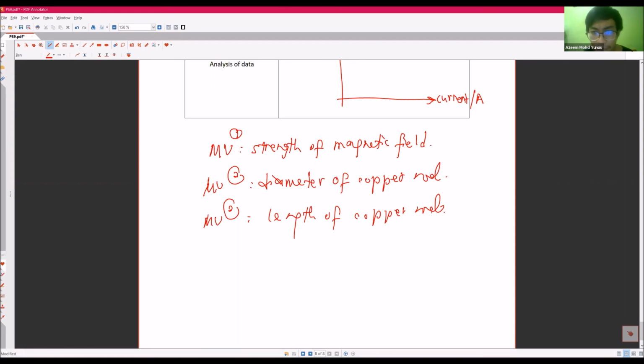Make sure that you know the differences between the induced current experiment, the motor effect experiment, and the strength of electromagnet experiment. We're going to answer all three types of questions, but let's go through one by one and make sure that you understand how to set up the experiment and how to recognize the factors: the manipulated variable, the responding variable, and the constant variable.